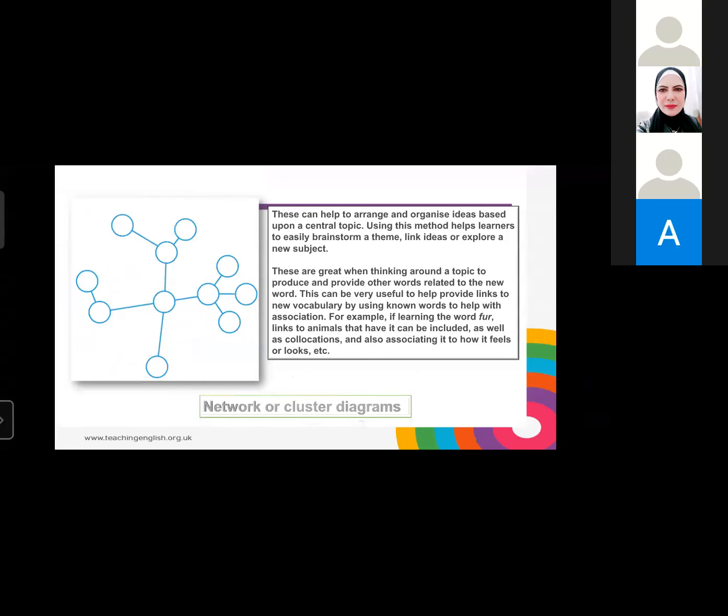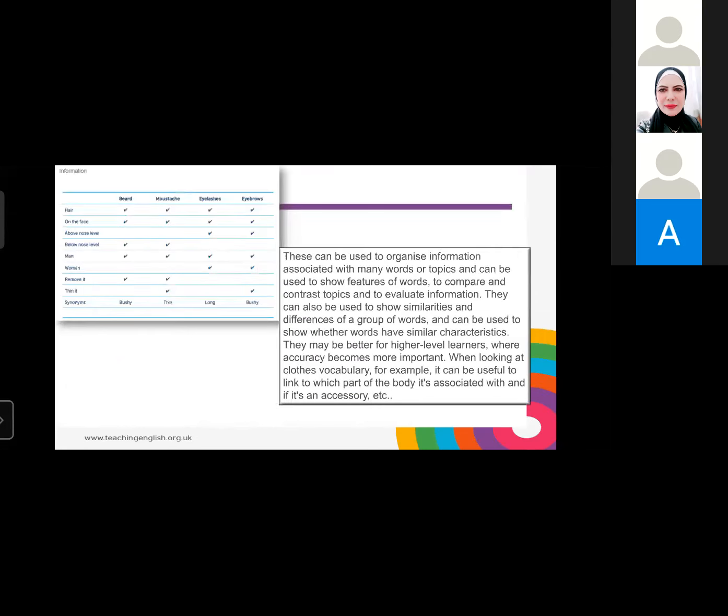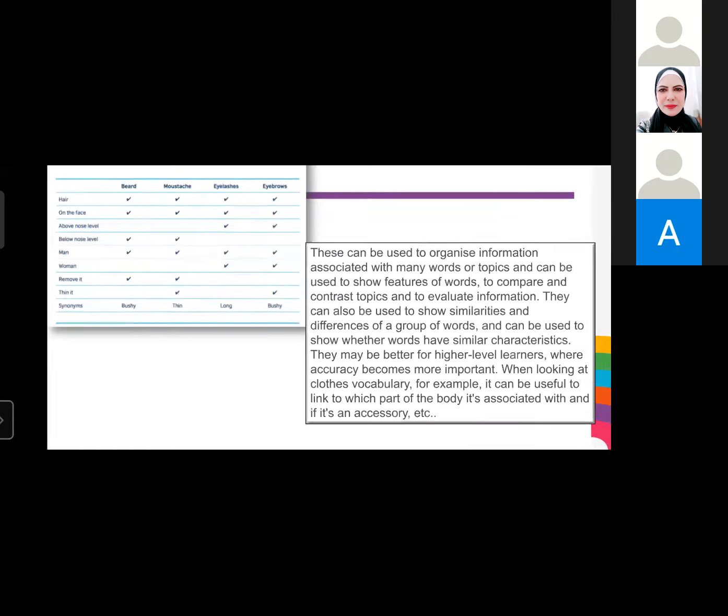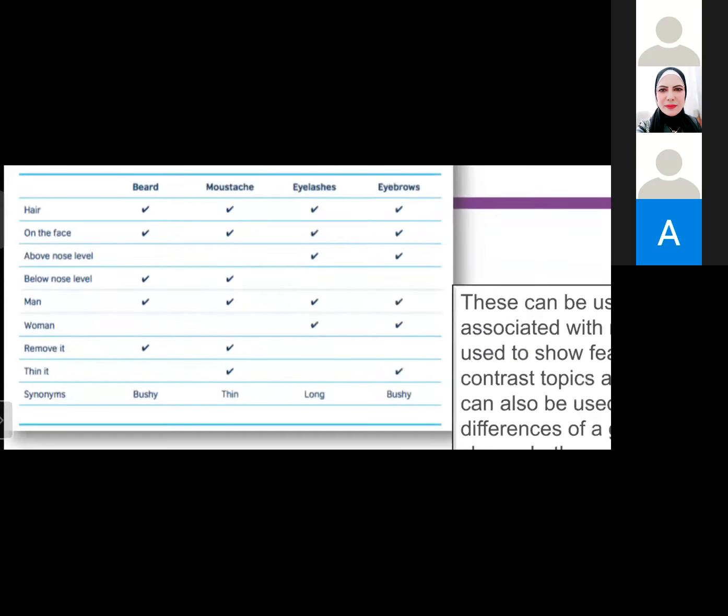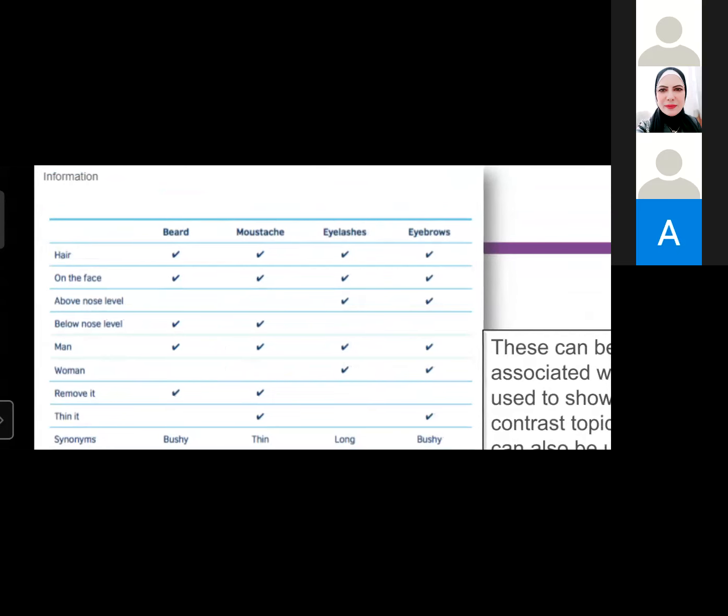So here, this is a network or cluster diagram. This is another technique. And this is a table, how to use a table. Look at this. Here, hair, beard. We can just take it and ask the students to think about it. For example, look at the word woman. Does the woman have a beard? No. Does she have a mustache? No. Does she have eyelashes? Yes. Does she have eyebrows? Yes. So this is another technique to try to think and imagine the picture or the scene.